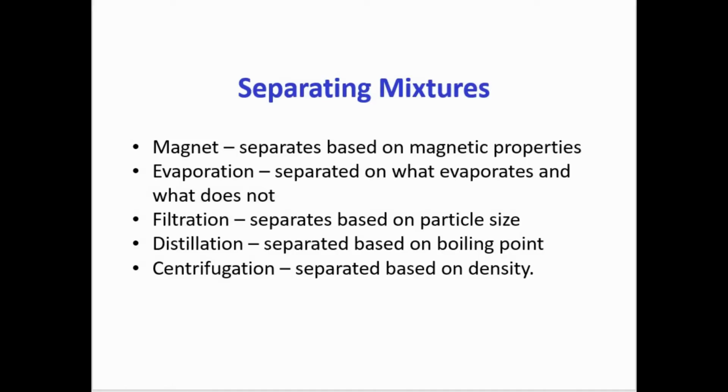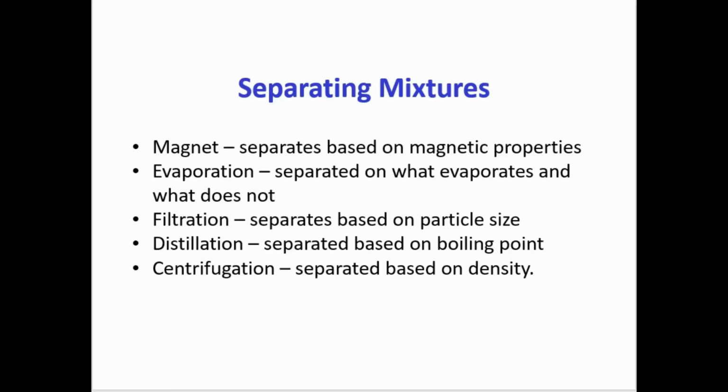We could do it by filtration. That's separating based on particle size. Think of your automatic coffee maker and the filter paper. The water runs through there, and through it comes the coffee, but left behind are the grounds, which are much larger. We could separate based on distillation. That's separating based on boiling points. If we have two liquids combined and one boils at a lower temperature and one boils at a higher temperature, if we keep it near the temperature of the one that boils at the lower point, that one will boil away and the other one will be left.